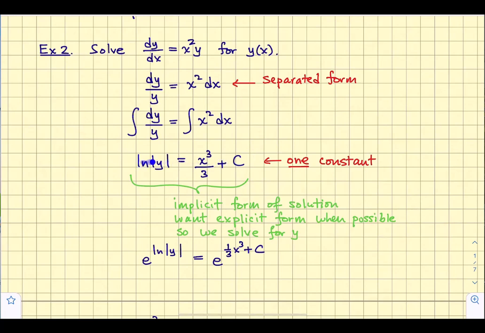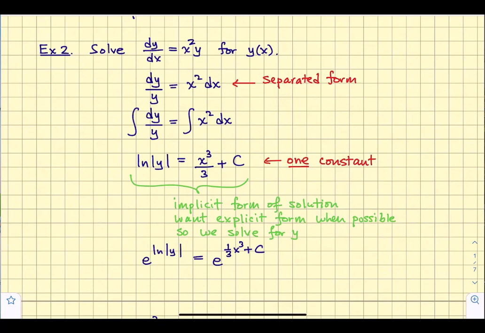Now, this form that we have is called the implicit form of the solution. It's implicit because y is not nicely and neatly solved for in terms of x. In other words, the dependent variable is not solved for in terms of the independent variable. This is called the general solution to the differential equation. This is in the implicit form, but whenever possible, we want to put the solution in explicit form if we can. And so we want to solve for y whenever possible.